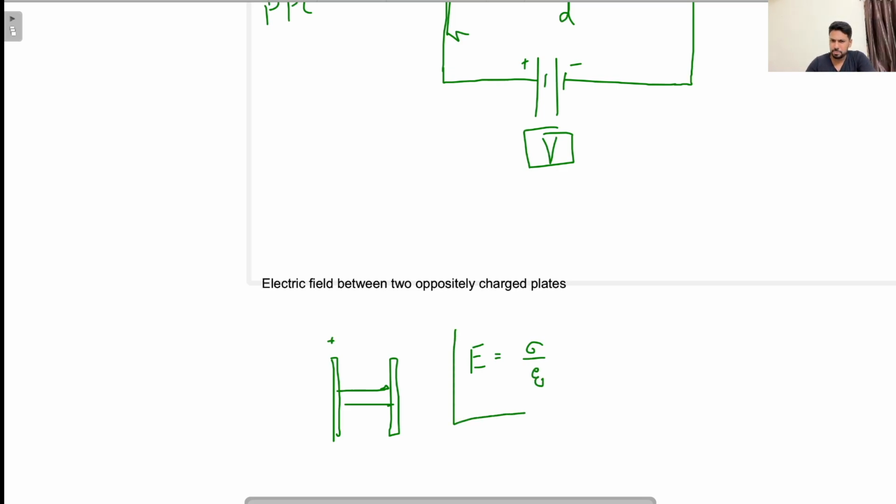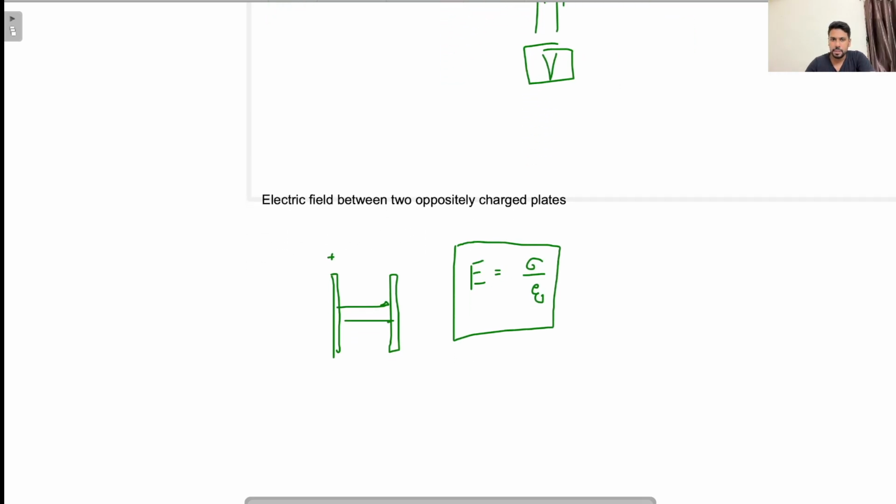Please recall this formula. I'm sure that you know this formula, because the electric field due to one plate is sigma by 2 epsilon naught. The other plate is also sigma by 2 epsilon naught. Since they both are in the same direction, they need to be added. To find the electric field, they both need to be added and you get sigma by epsilon naught.